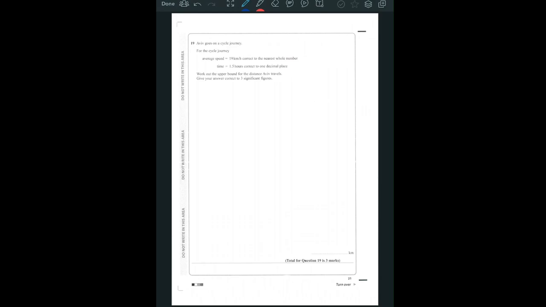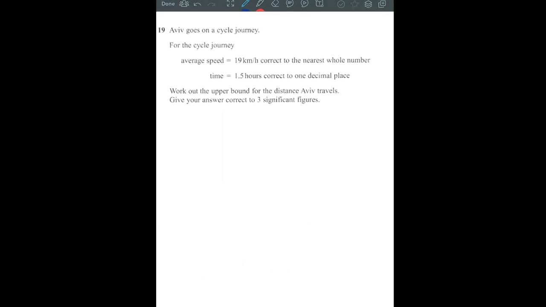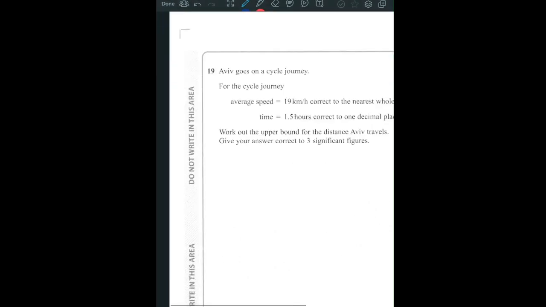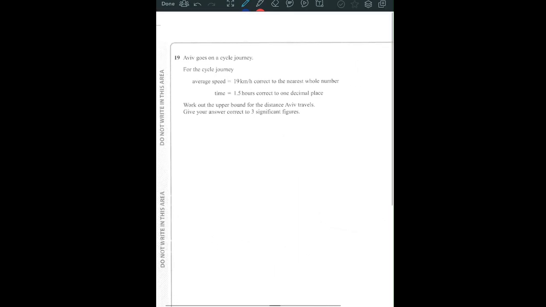Question 19. We're going on a cycle journey. For the journey, our average speed was 19 kilometers per hour to the nearest whole number. Wasn't sure what the question was until it said that. This is probably bounds. The time is 1.5, correct to 1 decimal place. Work out the upper bound. There we go. So now it's made it very clear that we're talking about a bounds question.